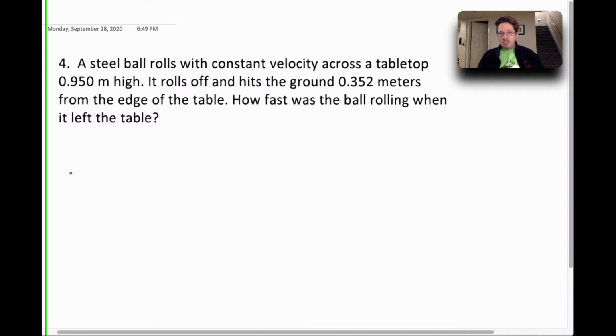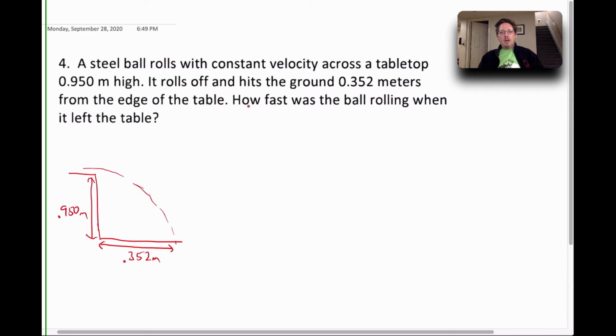So I'm going to sketch this real quick. And I recommend doing that for yourself on most of these problems. So it goes rolling off the table and falls down. And so it said the top of the table was 0.950 meters. And it said that the ball hit from the bottom of the table 0.352 meters along the ground.